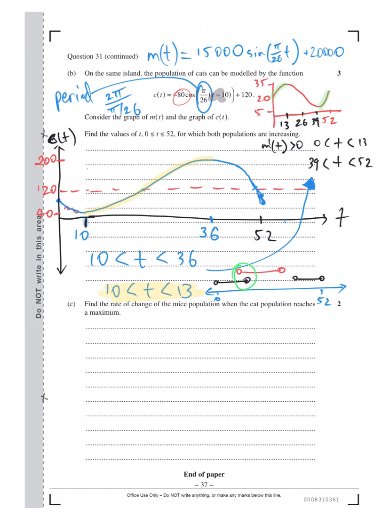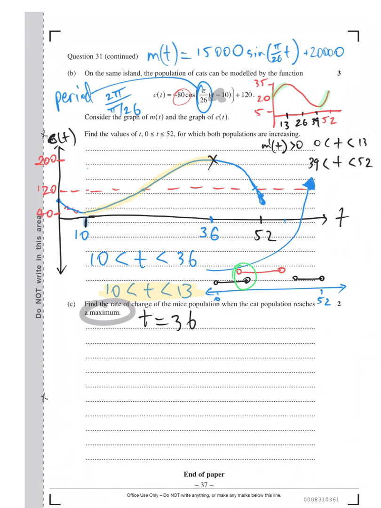Very last part of our paper here, we expect it to be challenging. In fact, the whole of question 31 is quite challenging. It tests a bunch of different levels of understanding here for these last 5 marks and the previous ones in part A as well. But we're asked to find the rate of change of the mice population when the cat population reaches the maximum. Now, if you have drawn a very good graph here, you will know that this happens when t equals 36, and that is just from that graph above there where I can see it is at its maximum at 36 weeks.